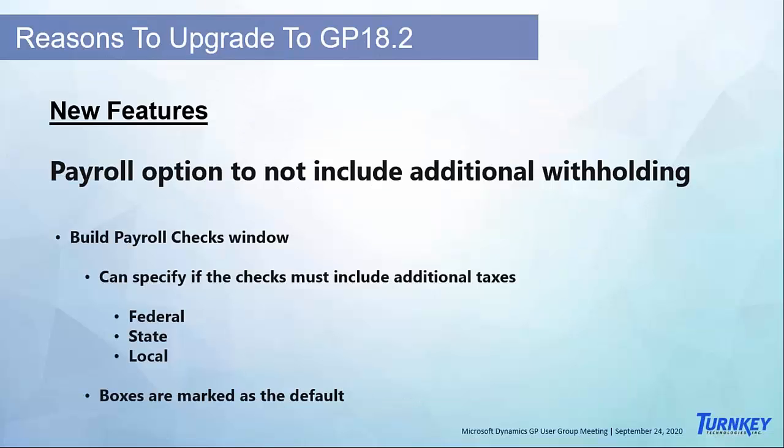Okay, switching over to payroll a little bit. In the build payroll checks window, you can now specify the check must include additional federal, state, or local taxes. Those fields are selected by default to retain the existing functionality, because right now you cannot do that. That's why these settings are marked as default, but you can uncheck the boxes if you want. And then these settings are saved with the default ID.